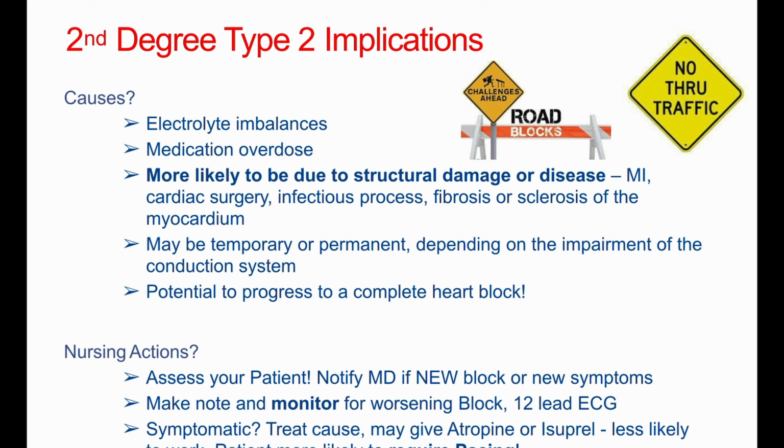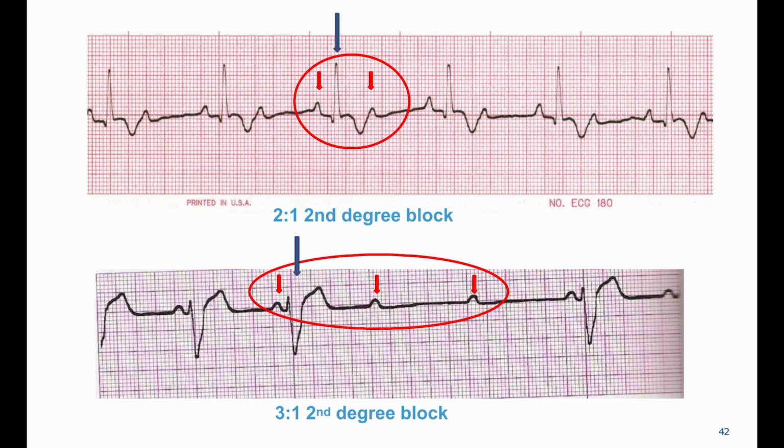As a nurse, notify the MD if it is a new block or new symptoms, make note and monitor for worsening block, get a 12-lead ECG, and if symptomatic, treat the cause. You may give atropine or isoproterenol, though they are less likely to work, and patients are more likely to require pacing. Second degree block, you can see that in the strip, already marked over there.